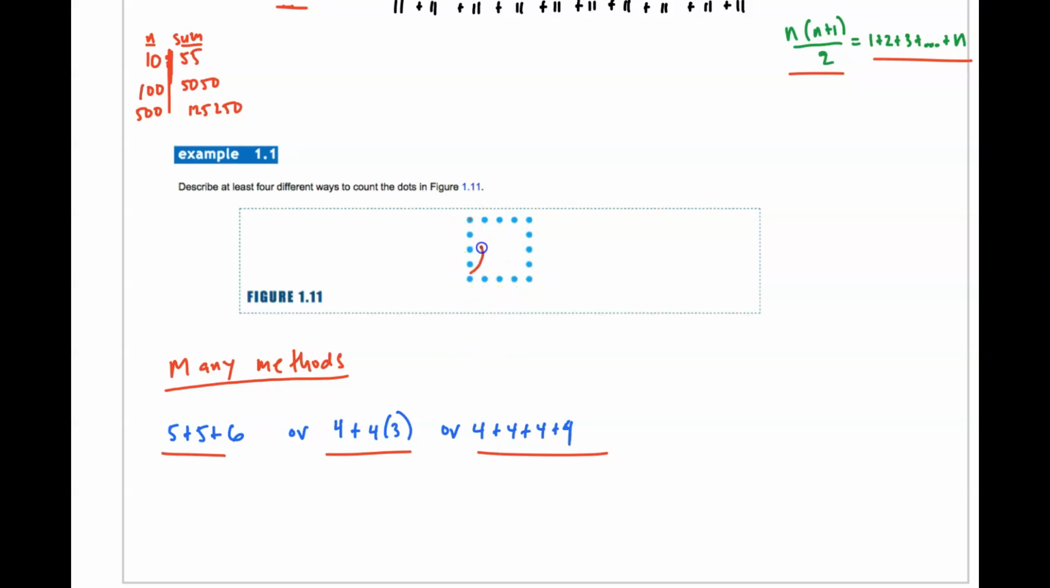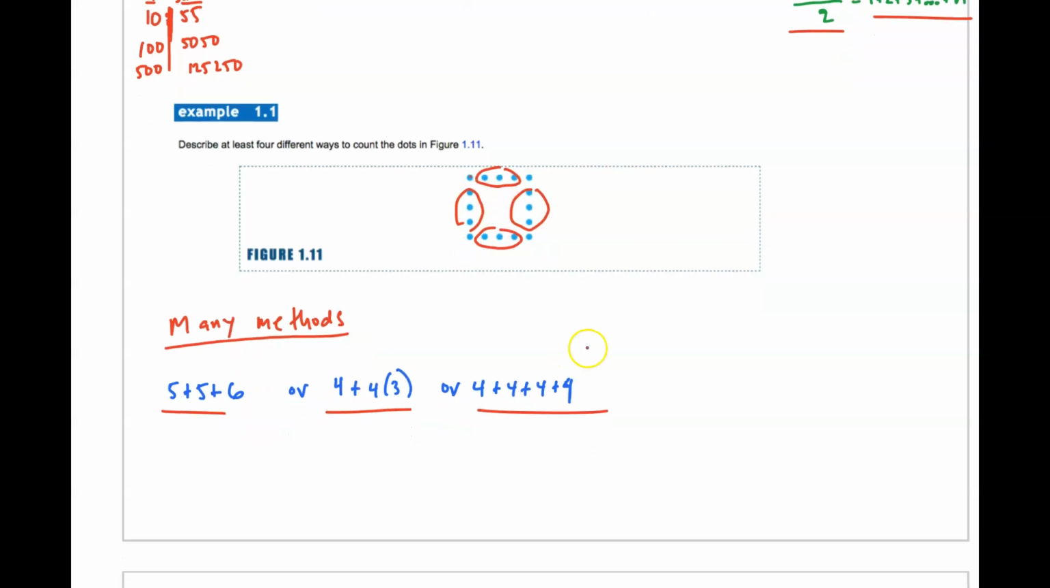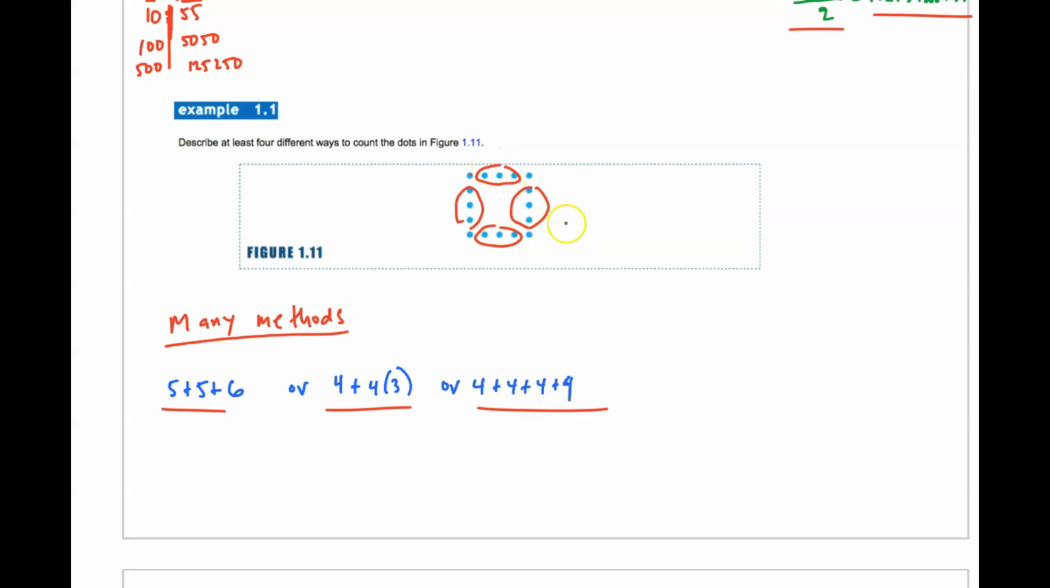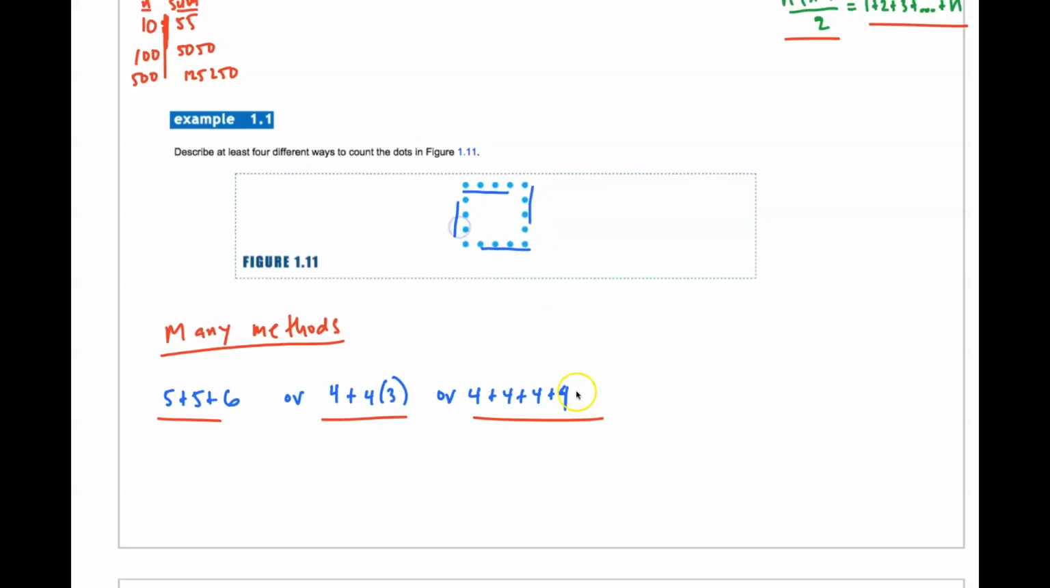And then you have what's left over here, right? There were the 3 here. And so that's 4 times 3 plus the 4. So that's another way. Or other people see you have 4, 4, 4, and 4. There's your 16.